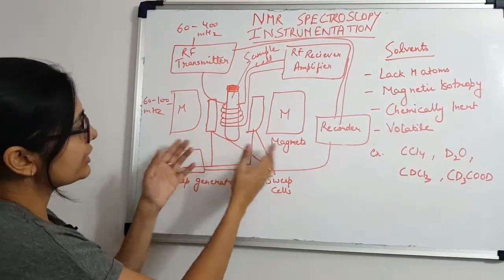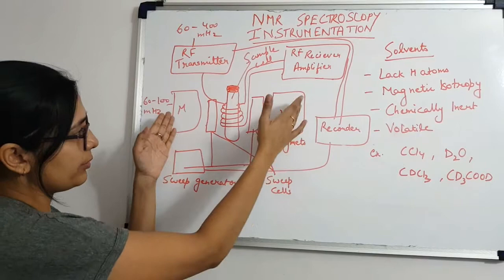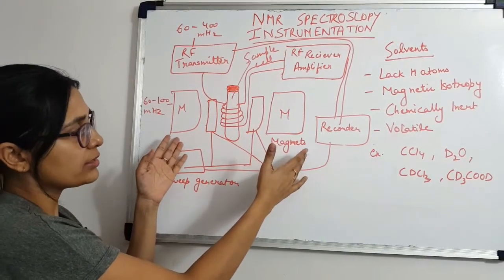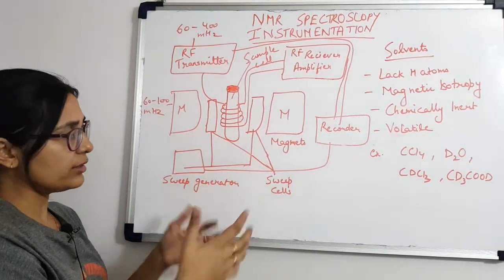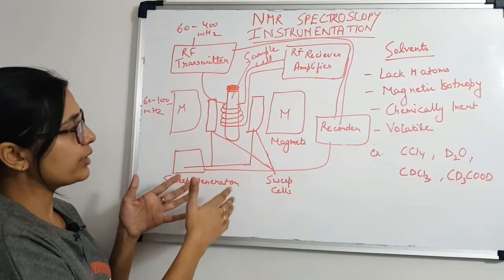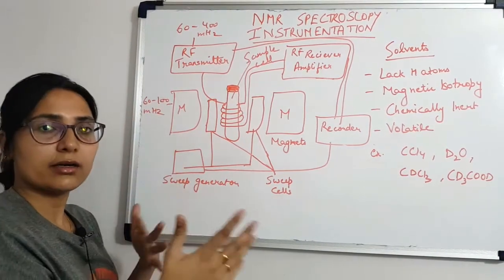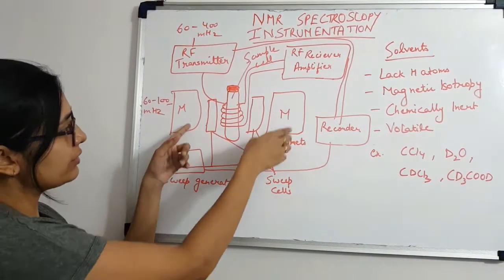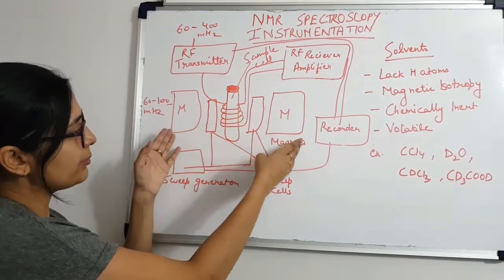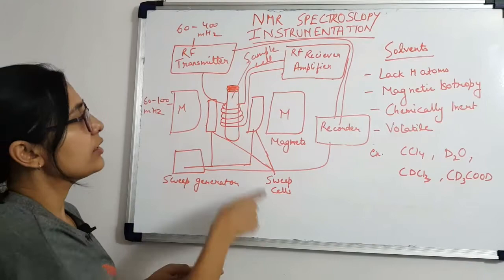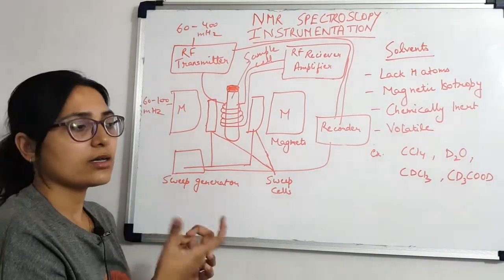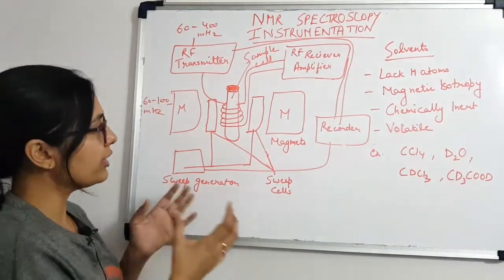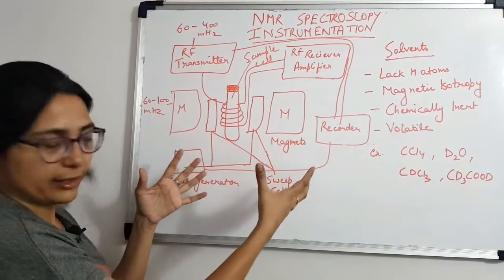Now, the sample cell is placed between two permanent magnets, and these magnets are the ones that provide the magnetic field, and they can provide from 60 to 100 megahertz depending on the instrument. And then between the sample cell and the magnets are the sweep coils. Now this sample cell is surrounded by a superconducting coil for the magnetic field.